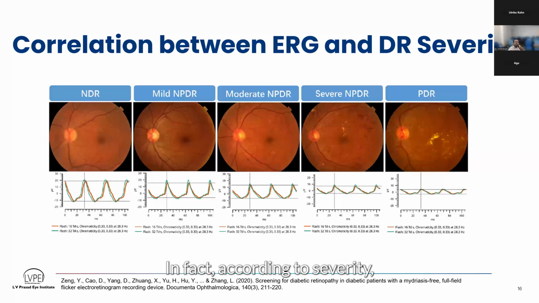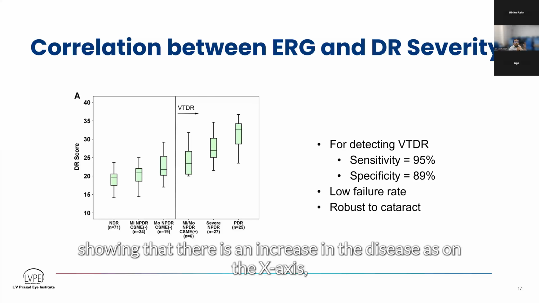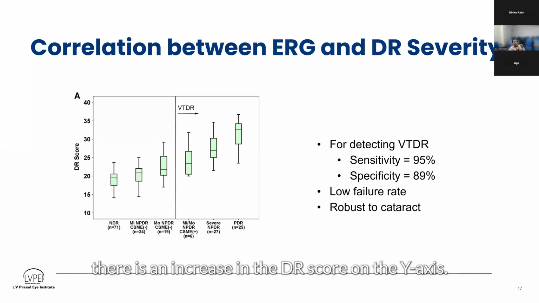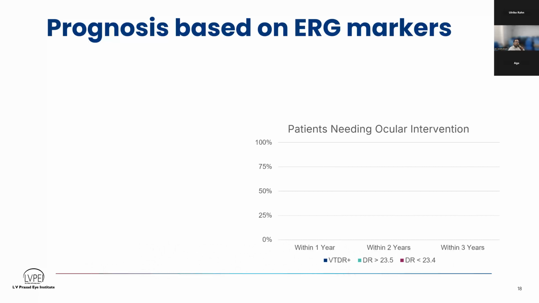In fact, according to severity, there is a DR score plotted showing an increase in the disease on the x-axis, with an increase in the DR score on the y-axis. So with that, we move forward. How can we use these DR scores to actually predict who needs ocular intervention?